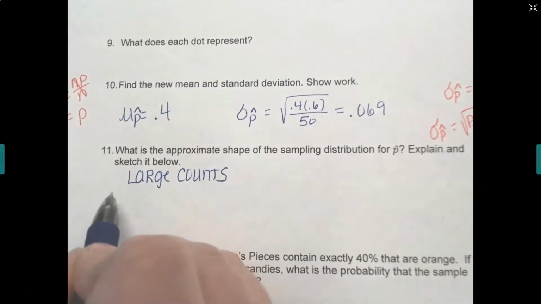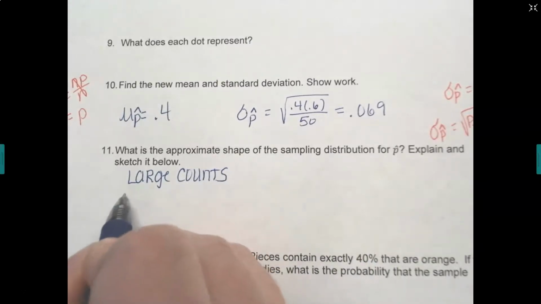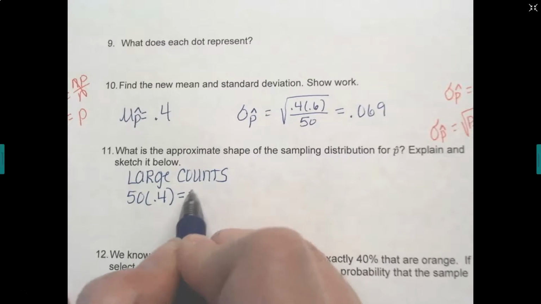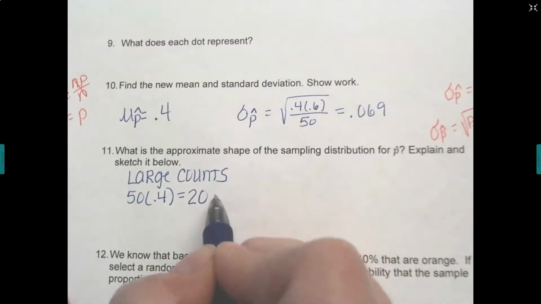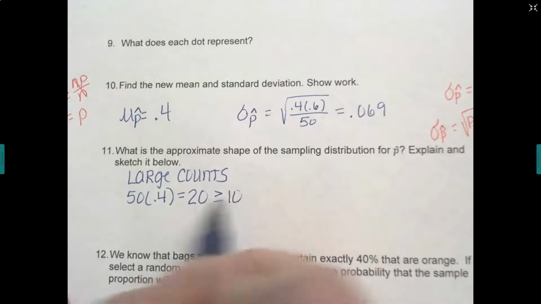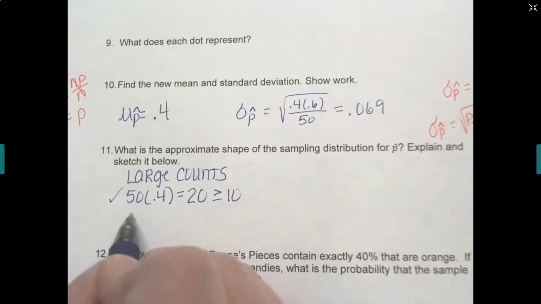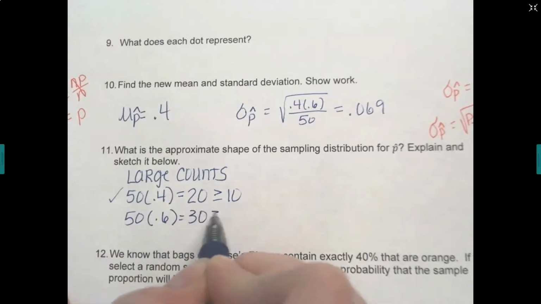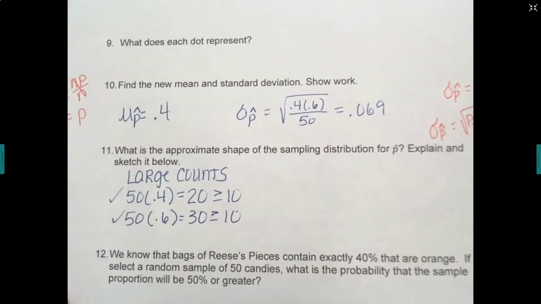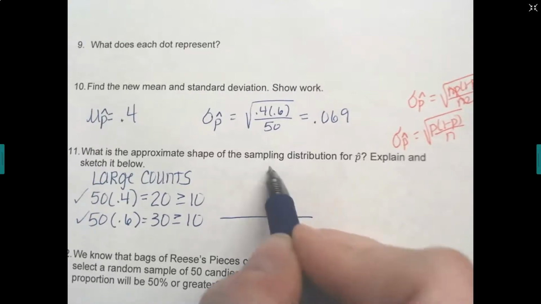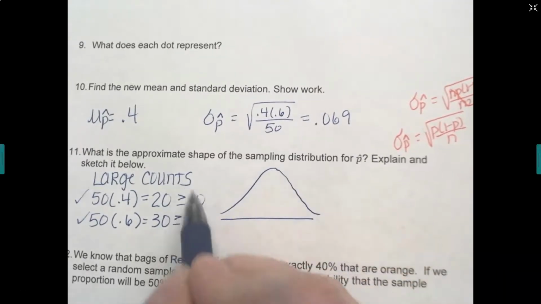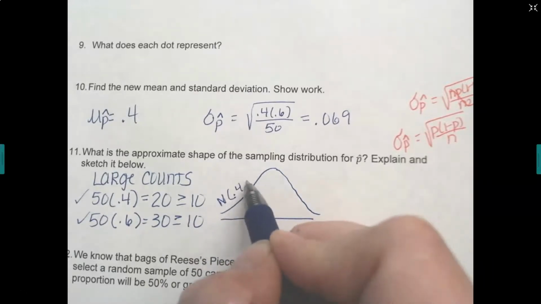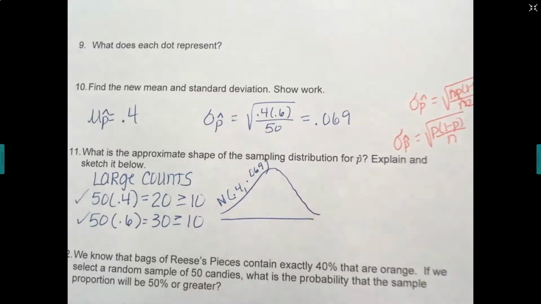Okay, so that's where we have to take n times p. Our n is 50, our p of success is 0.4, and we actually did this on the front, and because we're doing the same thing, we're going to get the same answers. 20 is greater than or equal to 10, so we're okay here. And we have to do n times 1 minus p, which is 0.6, and we'll get 30, which is greater than or equal to 10. So our large counts are good. So we will have a normal distribution. What that means is because these are both greater than 10, we have a normal distribution with a mean of 0.4 and a standard deviation of 0.069.